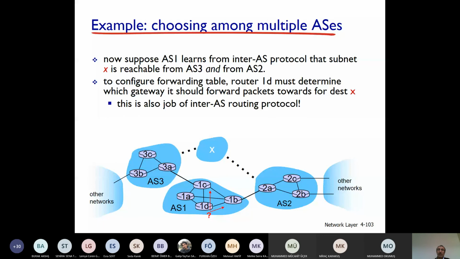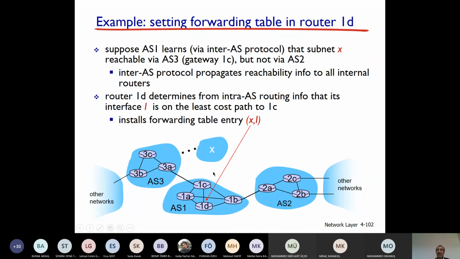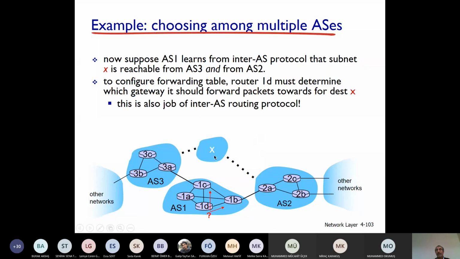Now, how are we going to choose among multiple autonomous systems? Now suppose AS1 learns from the inter-AS protocol that subnet X is reachable not only from AS3, but also from AS2. In the previous case, subnet X was reachable only through AS3, right? Now we add another complexity: subnet X is reachable through AS2 as well. So in order to configure the forwarding table, router 1D must determine which gateway it should forward packets to in order to reach destination X. That is the job of the inter-AS routing protocol, not the intra-AS one. So which gateway should 1D use to send the packets to destination X?